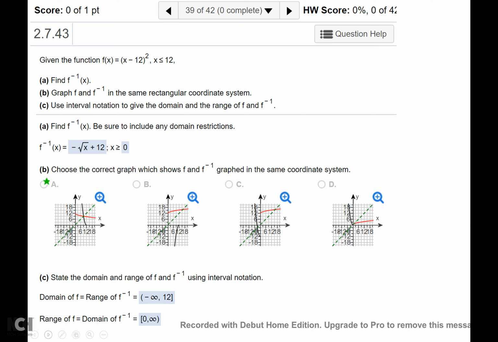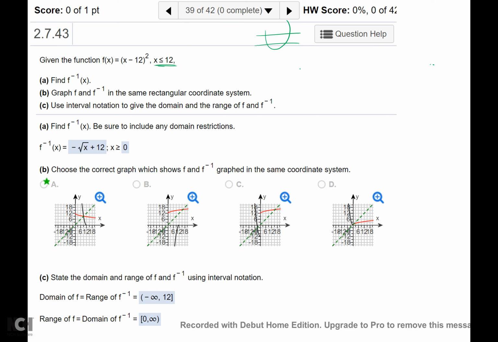All right, same directions here. This would be a parabola, which would not pass a horizontal line test. But see how they restricted it and said x has to stay less than or equal to 12? That means they're only going to graph half of it, because this would be a parabola 12 units over. I don't know what half they're graphing. Anyway, as long as they restrict it, then I can find its inverse.